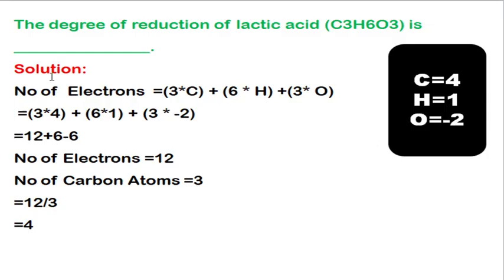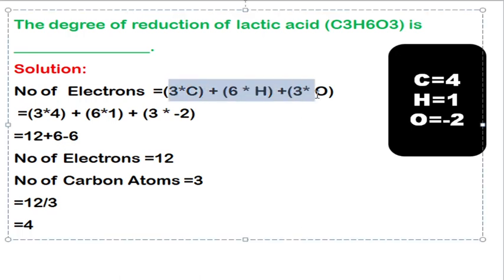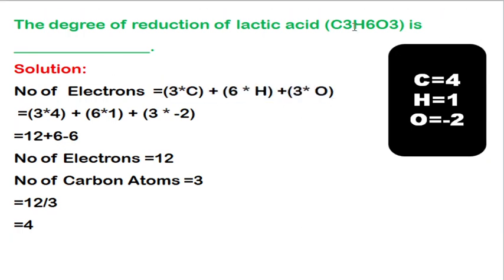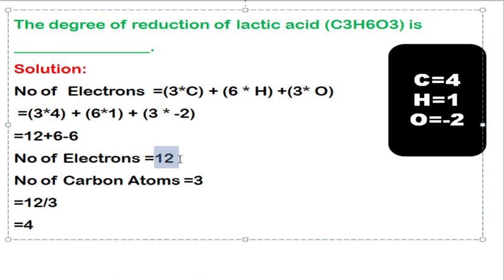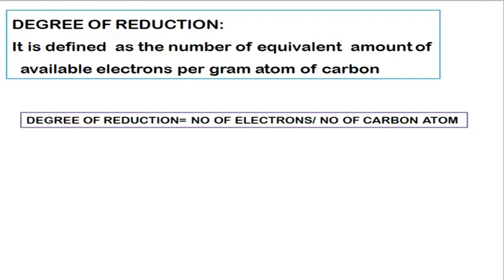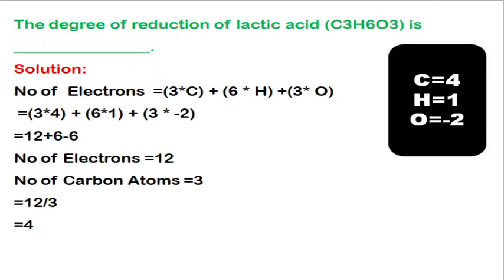So first you need to calculate the number of electrons. Apply this formula: there are 3 carbons, so 3 into C plus 6 into H plus 3 into O. The valence of carbon is 4, hydrogen is 1 and oxygen is -2. From this you can calculate the number of electrons, which is 12, and the number of carbons is 3. So how will you calculate the degree of reduction? Degree of reduction is equal to the number of electrons divided by the number of carbons. So 12 by 3, which is 4.